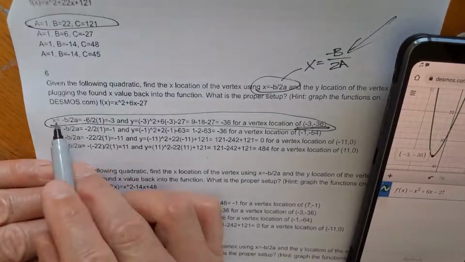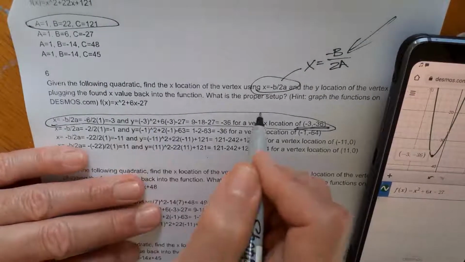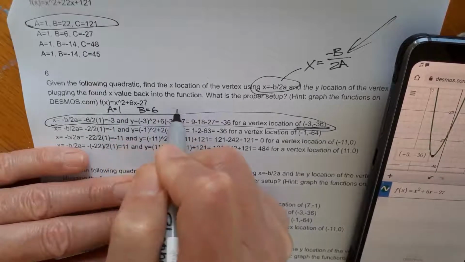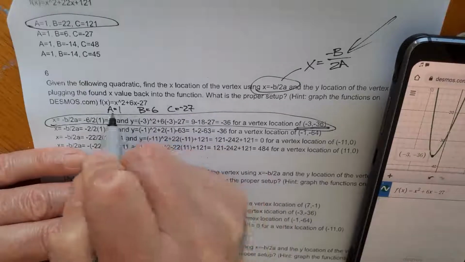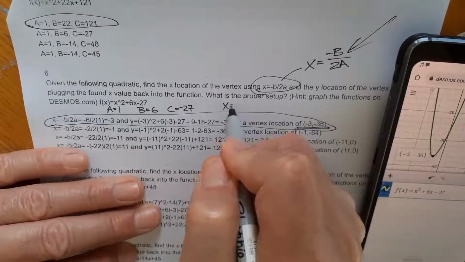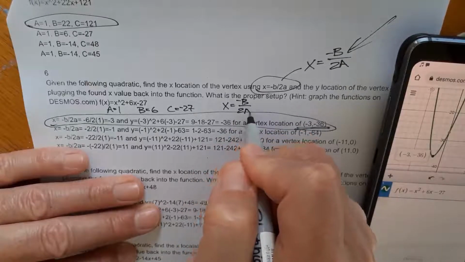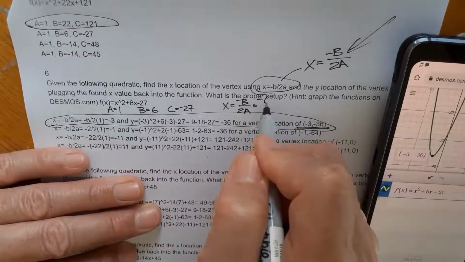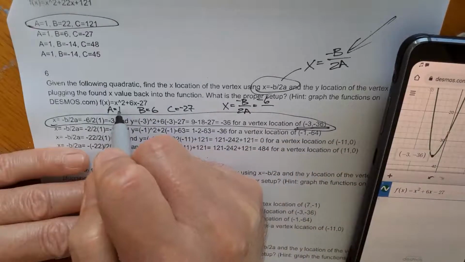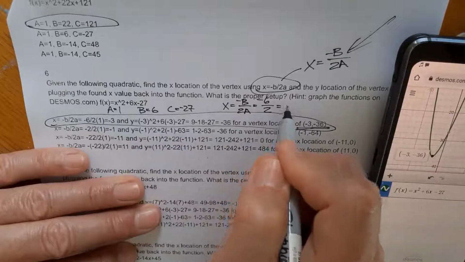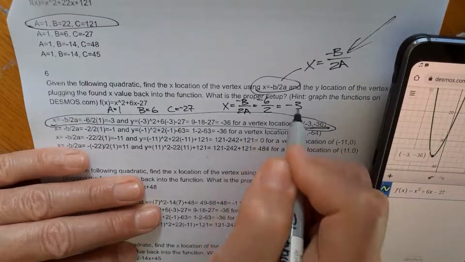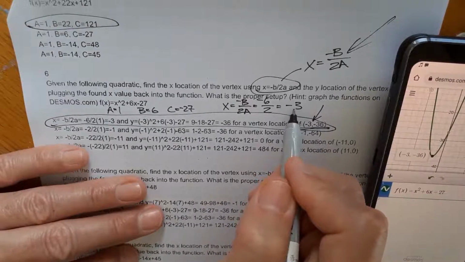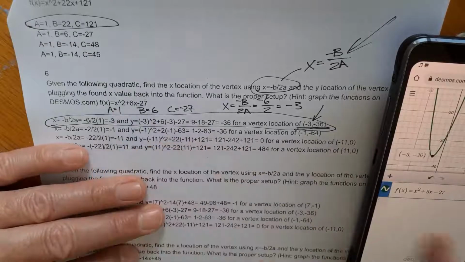Now, can we calculate it too? Well, let's go back and do the longer route. I don't have much room here. A is equal to 1, B is equal to 6, and C is equal to negative 27. I only need A and B because the x value, x equals negative b over 2a, which equals negative 6 over 2 times a, which is 1. 2 times 1 is 2, so negative 6 divided by 2 is negative 3. That's the x location. Now we take this and plug it back in to find the y.